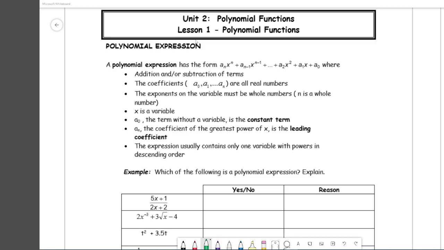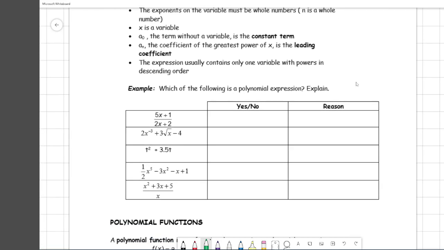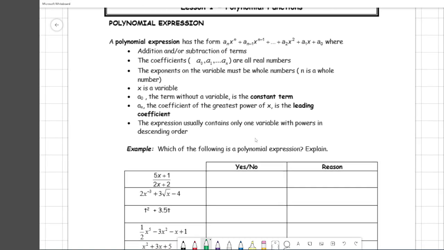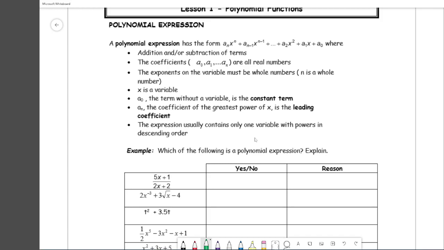A polynomial is a very general thing. It's a very broad category, but there are some specific rules that it has to follow in order to be considered a polynomial. You can see our first exercise here is just asking which of these different expressions would represent a polynomial. Now, just so we know, an expression is something that is not equal to anything.